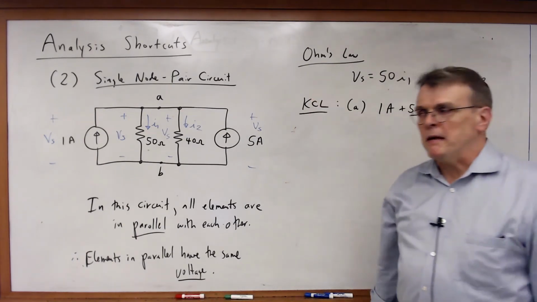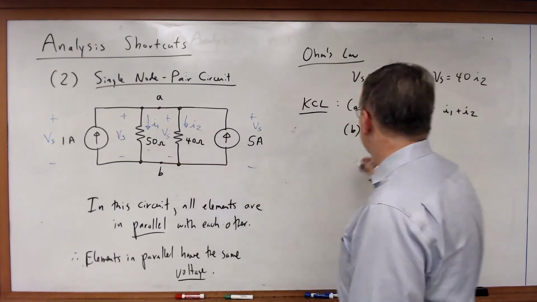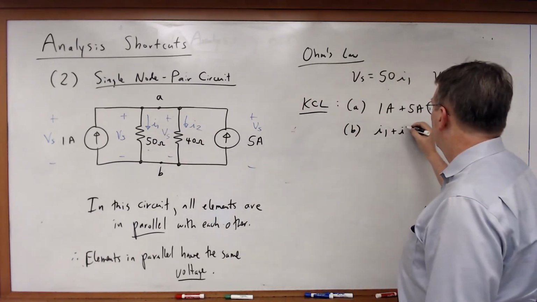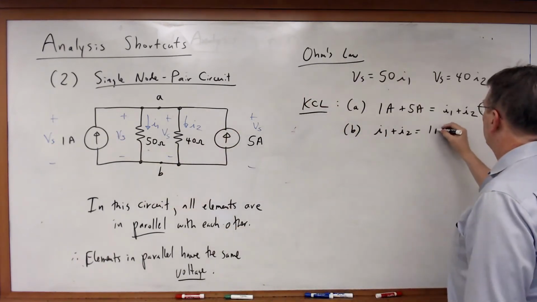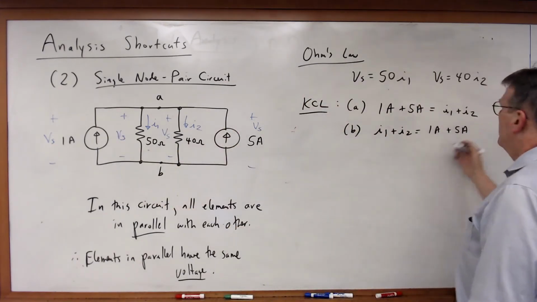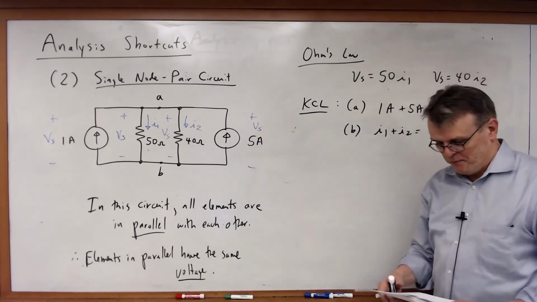What about for node B? Well, for node B, I1 plus I2 are going in. They're equal to 1 plus 5 going out. Clearly, same equation. So, redundant information.